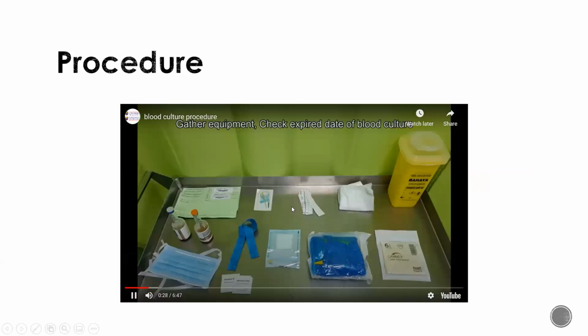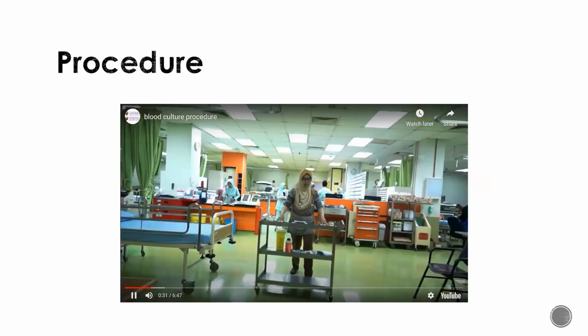Okay. So these are the equipment. Basically, it is the same as venipuncture.